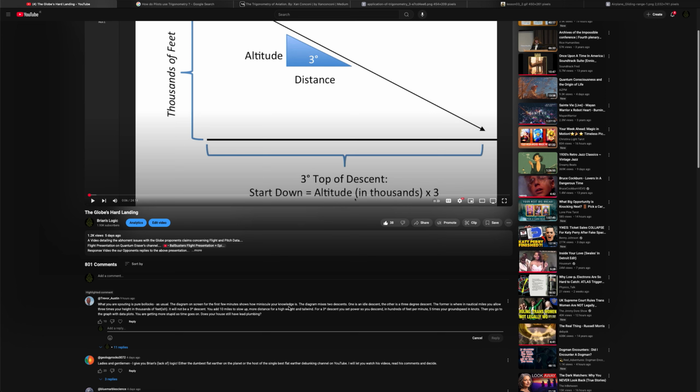His whole comment here is a heap of rubbish. At no point does he address the fact that they're using a flat plane, that they're using trigonometry, as in he doesn't actually deal with it. He says it is not a 3-degree descent. Then he says, for a 3-degree descent, you set your power so you descend. It's like, so if it's not a 3-degree descent, how come you're dealing with a 3-degree descent in the rest of your comment?